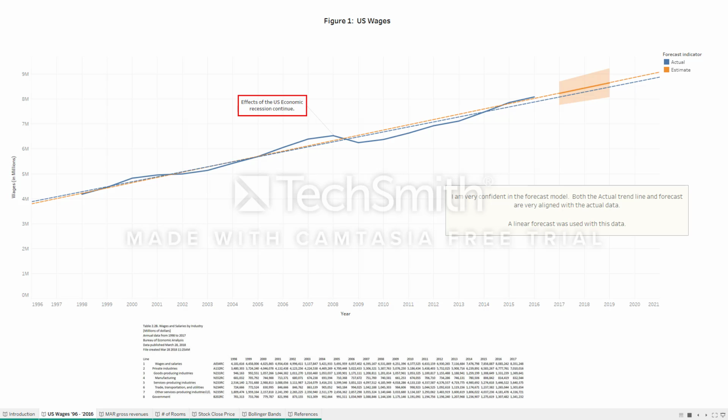I've included the forecast of income in Figure 1. I'm very confident in this forecast model. Both the actual and forecast trend lines are aligned with the stock data. A linear forecast was used with this data set. The most important takeaway of Figure 1 is that this graph is very similar to other variables examined in this presentation. The similarity only further validates that the lodging industry is very dependent on disposable income.